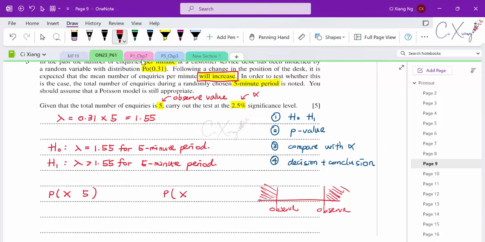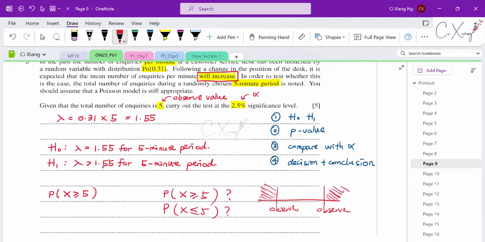Should I put it as x greater than or equal to 5, or should I put it as x smaller than or equal to 5? Which one is the correct one for us to calculate the p-value? There are actually two ways for you to decide it. The first one is more straightforward, where you have a look at your alternative hypothesis. If your alternative hypothesis is a one-tailed test on the right, greater than, therefore the probability that we are interested in calculating is x greater than or equal to 5. So this is the most straightforward way.